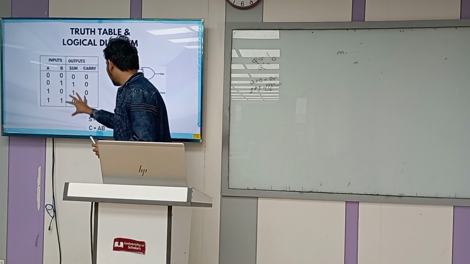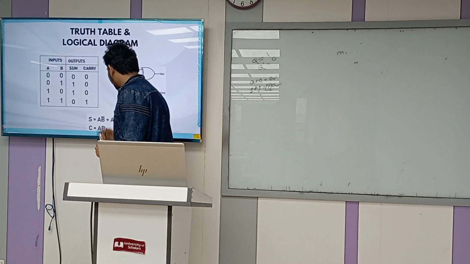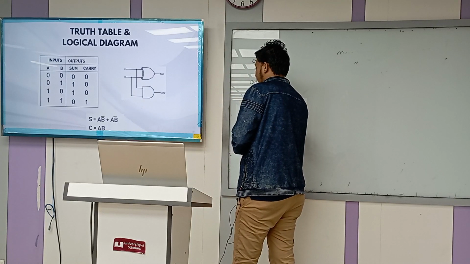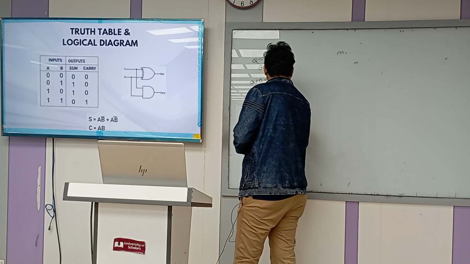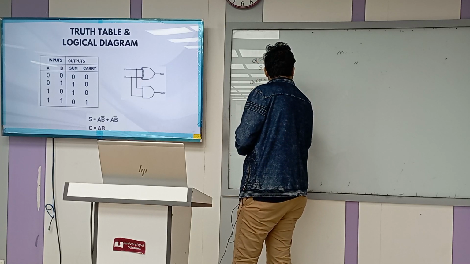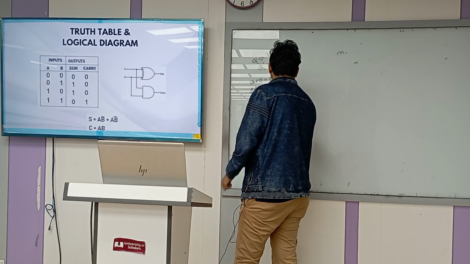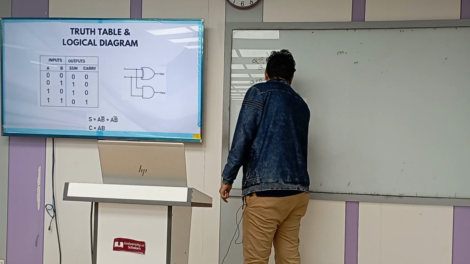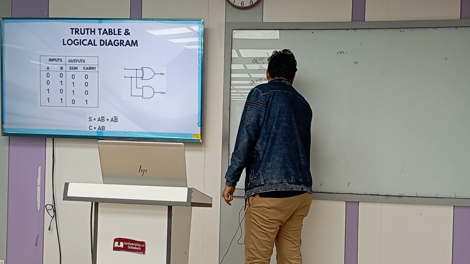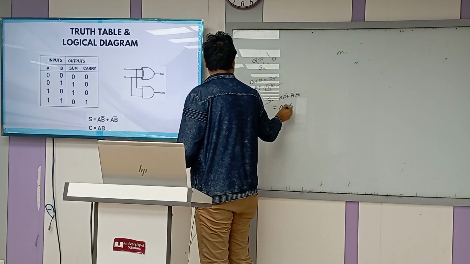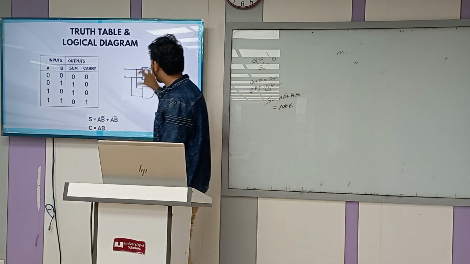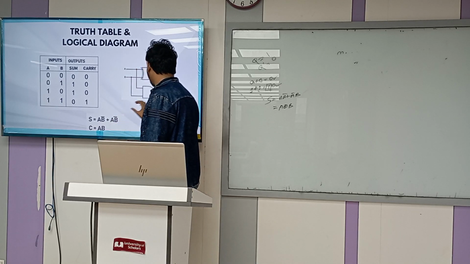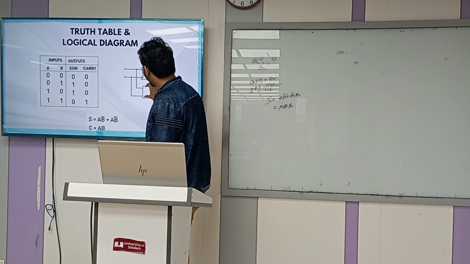And from this truth table, we can get this logical expression, where S equals A B bar plus A bar B. That is, in logical expression we write A XOR B, and this A XOR B is used in this logical diagram. And C, the carry, we get as A into B. This is the carry C, A into B.